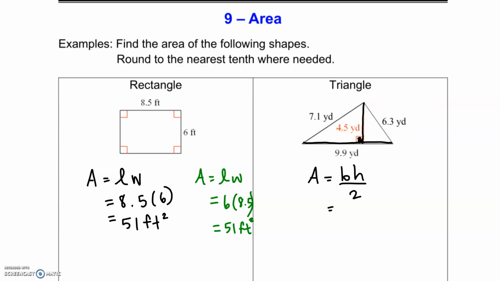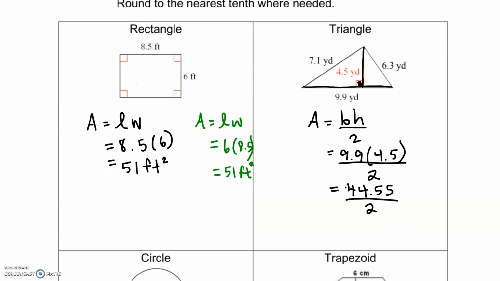All right, let's go ahead and sub it in. So it's going to be 9.9 times 4.5, and then we're going to take that answer and divide by 2. Okay, so let's put it in our calculator. 9.9 times 4.5. I get an answer of 44.55, and then I still have to divide it by 2. So 44.55 divided by 2, and that gives me 22.275.